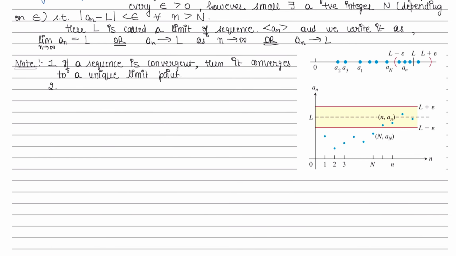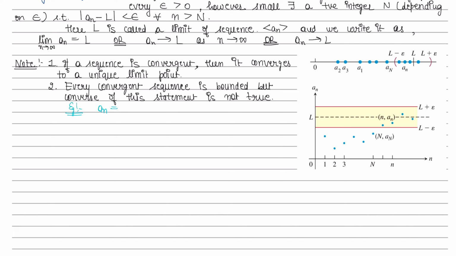Secondly, every convergent sequence is bounded, but the converse of this statement is not true. For example, if I take a sequence where an is equal to 1 by n, this is my convergent sequence and it directly converges to 0 as n tends to infinity. So this sequence is bounded. It is bounded between 0 and 1 for every n.